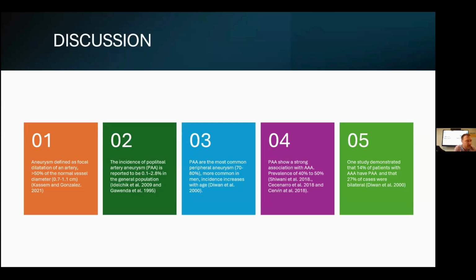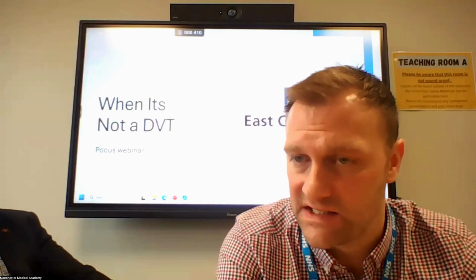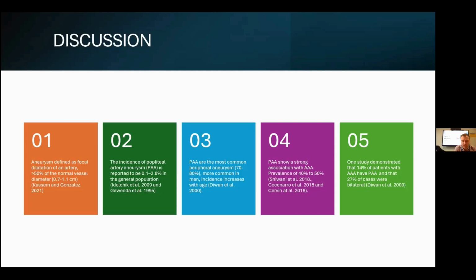But this is the key part for our department as a vascular service. So popliteal artery aneurysms show a strong association with abdominal aortic aneurysms, about 40 to 50%. And in quite a number of these cases, 20% of the cases, are bilateral in one study. So this is why if we see a patient with an abdominal aortic aneurysm, we scan the iliacs, popliteals, and femoral arteries as well, as standard for first presentation of the patient that's coming to see us.